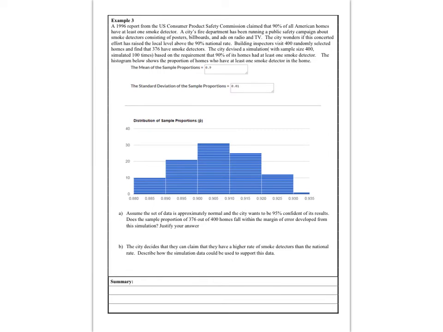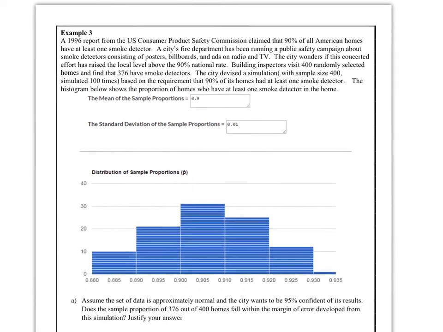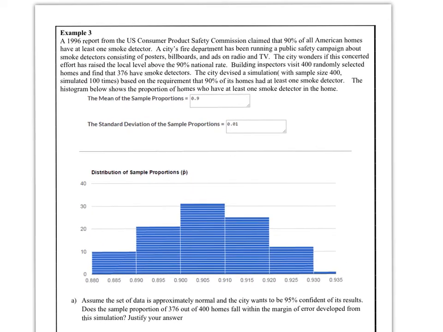Take a second, read through the question. There's quite a bit to it, and then I'll go over it. I'm going to pause it, and so should you. So here's what's going on.